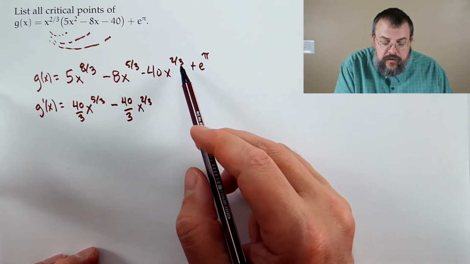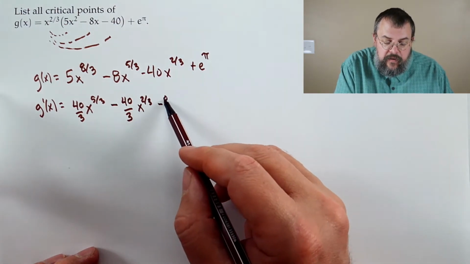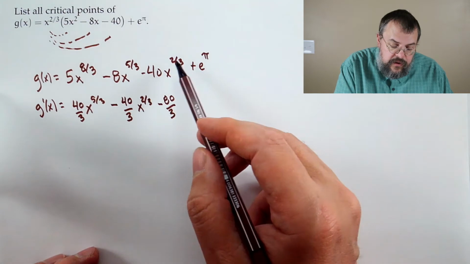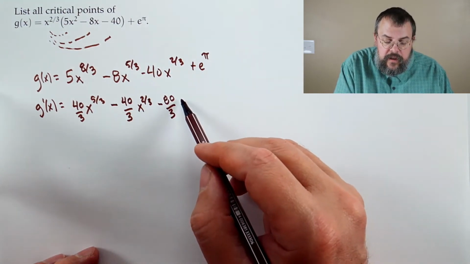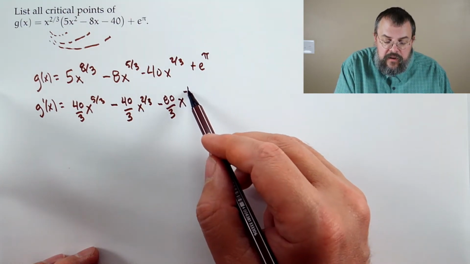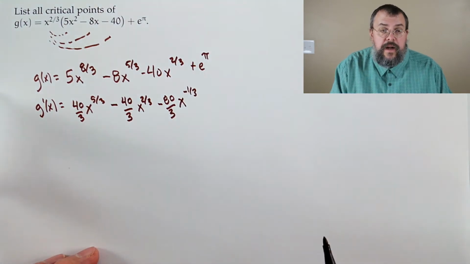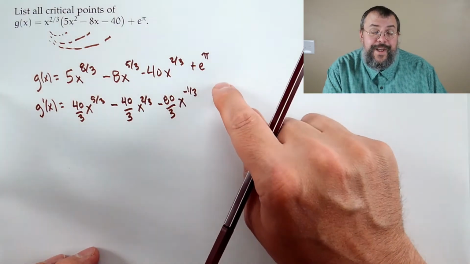Then here, this last one, it'll be minus 80 over 3, because the 2/3 comes down times 40. And then it'll be x to the minus 1/3, because we keep subtracting 1. Now, the derivative of e to the pi.